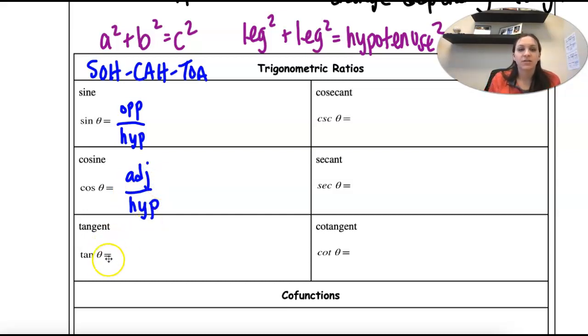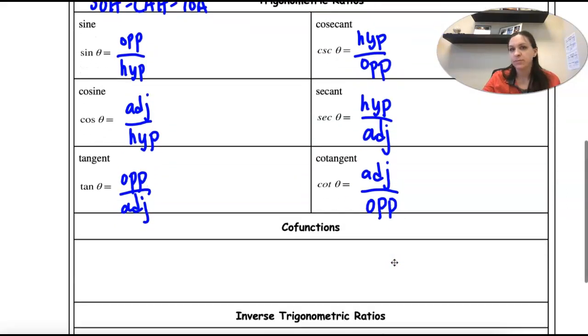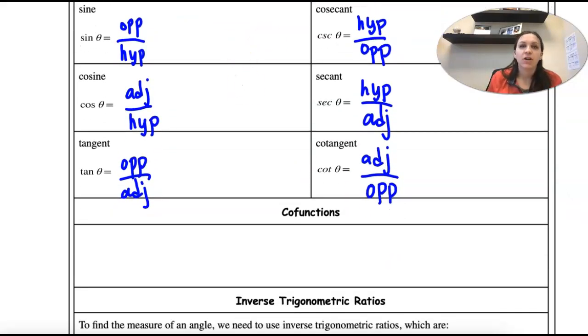And then tangent of theta is opposite over adjacent. So our 3 new ones are cosecant, secant, and cotangent. And they're actually just reciprocals of these. So cosecant is hypotenuse over opposite. It's the reciprocal of sine. Secant, hypotenuse over adjacent. It's the reciprocal of cosine. And cotangent, you guessed it, adjacent over opposite. It's the reciprocal. And all of these are kind of related when we look at right triangles.